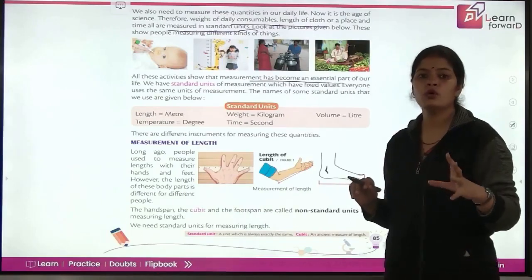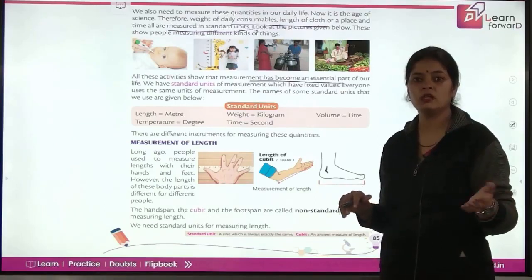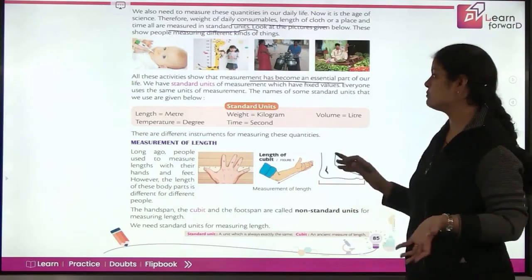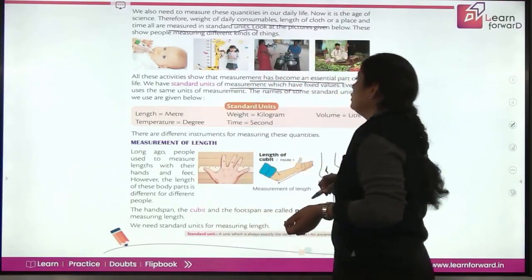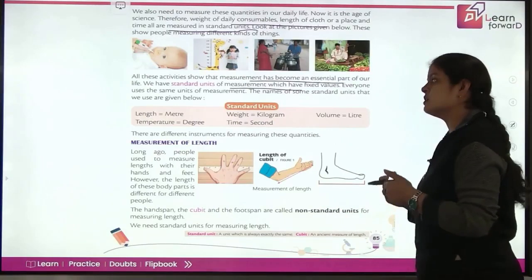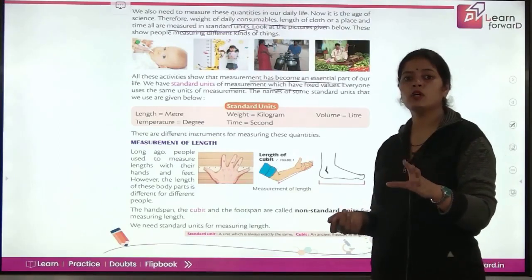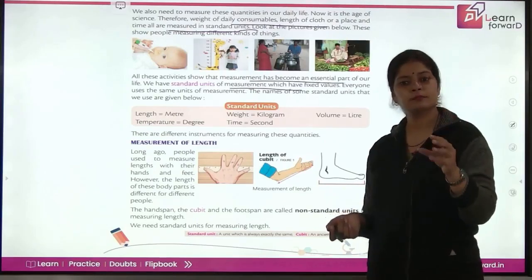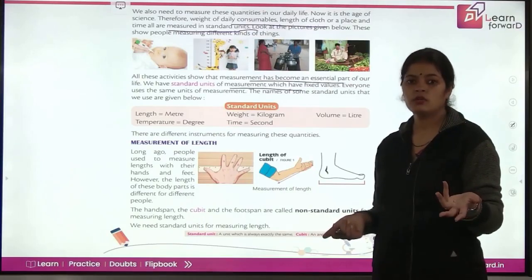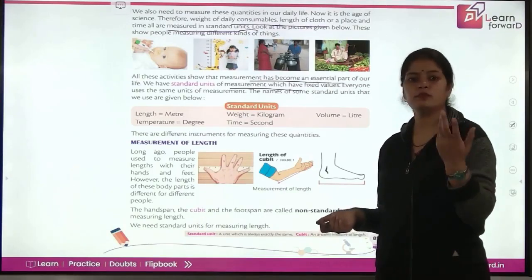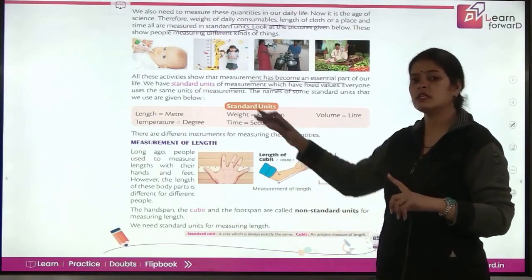You cannot just go to the vendor and ask, give me pyaz. You have to say, please give me 1 kg of onion. Please give me 2 kg of capsicum. So this is how you tell them. So we have standard units of measurement which have fixed values. Everyone uses the same unit of measurement, so these are standardized. If you just go there and ask for potatoes, he will ask how much. So you will tell either 1 kg or 2 kg. That person also understands what 1 kg means, because it is standardized.